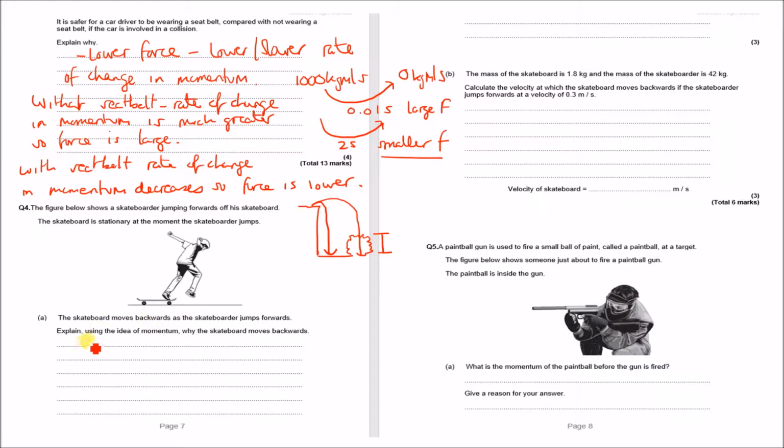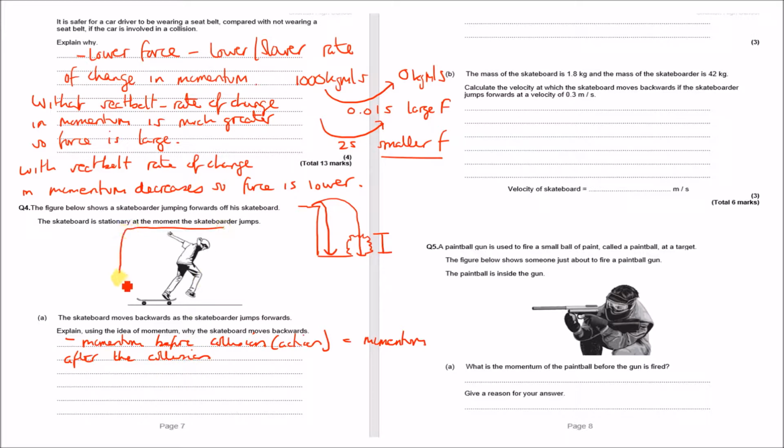Right, this next question. Explain using the idea of momentum why the skateboarder moves backwards. Okay, so remember our definition we just talked about. The momentum before any collision is equal to the momentum after a collision. Okay, so that's the first thing we're always going to write in this kind of question. So momentum before collision, in this case, the action that's happening, is equal to the momentum after the collision. Okay, so that's the first point.